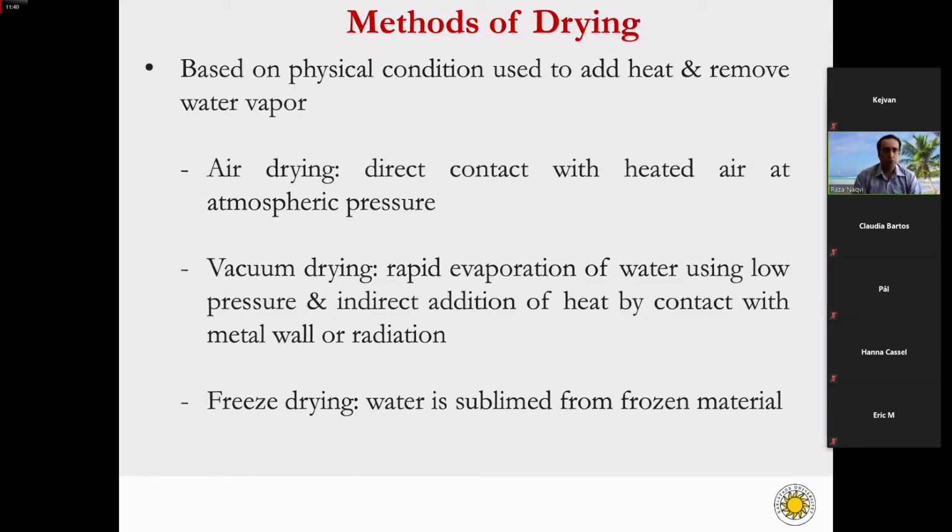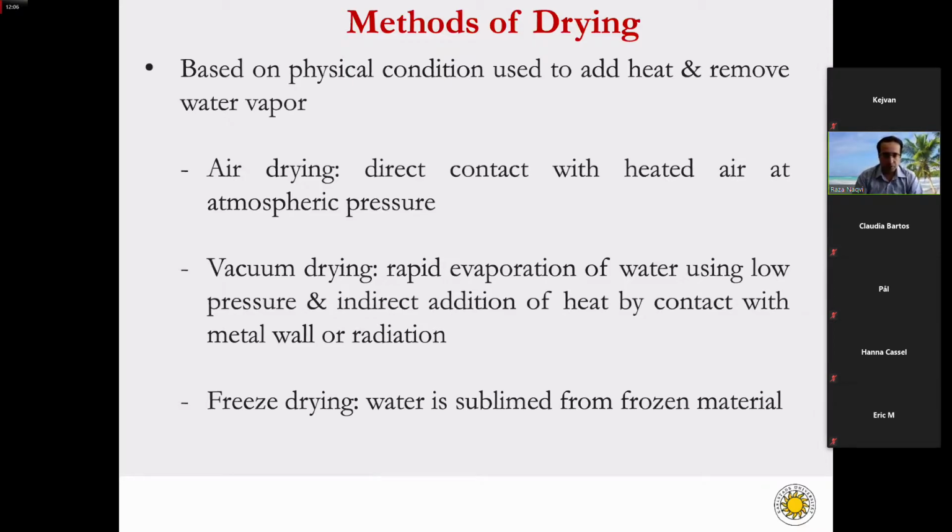We also use another method which is called vacuum drying. In this kind of drying, we have rapid evaporation of water using a low pressure, less than atmospheric pressure, and we use indirect addition of heat. So we can add heat by contact with a metal wall or through radiation. This kind of drying is used for many heat sensitive materials or heat sensitive food materials.